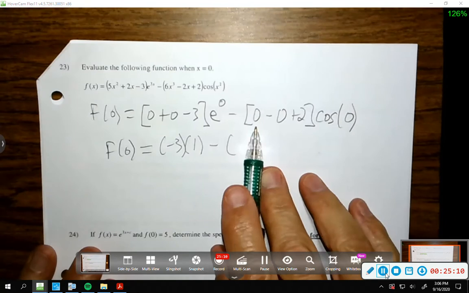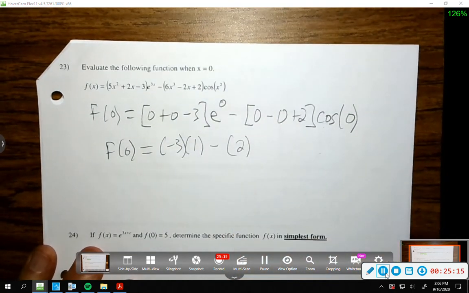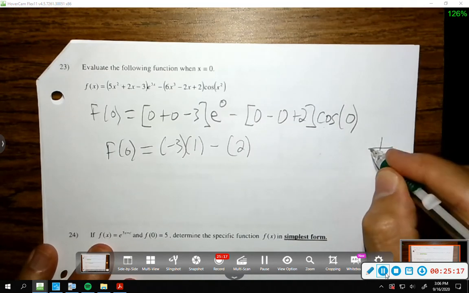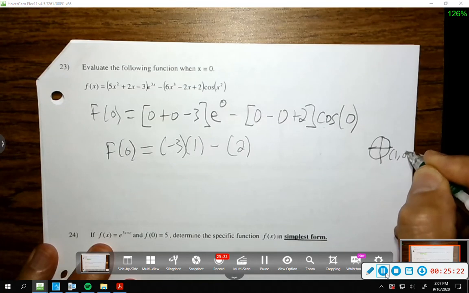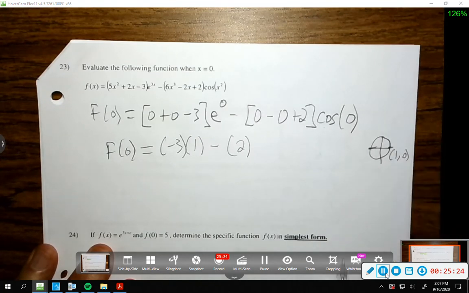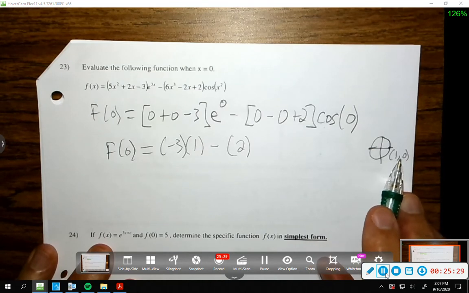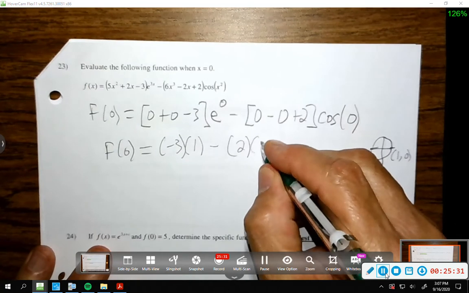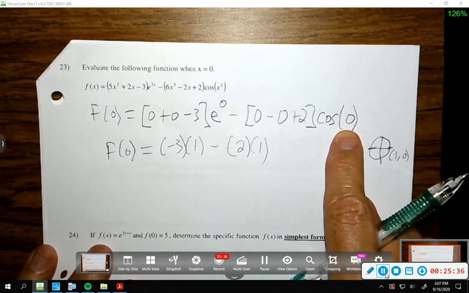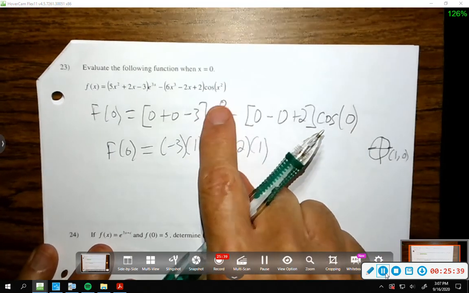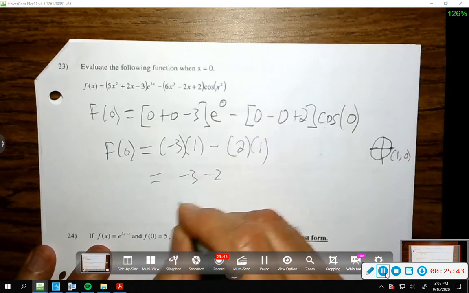Here's 2. Same thing here. The cosine of 0. The cosine of 0. I have to use the unit circle. That's the angle of 0. The cosine of 0 is 1. It's the x-coordinate at 0. It's 1. And they try to get you on this all the time. We have to know that the cosine of 0 is 1 and that e to the 0 is 1. This is -3 minus 2, which is -5. Done.